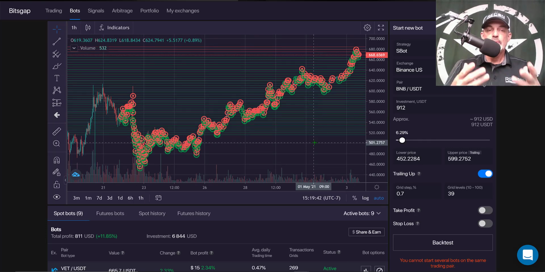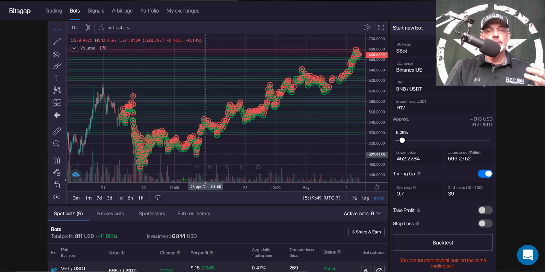And another quick example is BNB USDT. You can see where the grid was down around this level, and as the price action of BNB started to move up, the grid is moving up with that price action. And I do have an opportunity to earn more as this grid continues to trail up along with this price action.